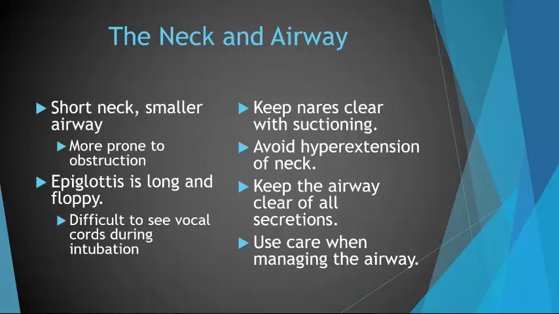The epiglottis is long and floppy, U-shaped, narrow, and extends at a 45-degree angle into the airway. It's difficult to visualize the vocal cords during intubation. That's why the Miller blade or the straight blade is always the best to use, so that it displaces the epiglottis over the airway. The narrowest part of a young child's airway occurs at the level of the cricoid cartilage, below the vocal cords rather than at the vocal cords as in adults.